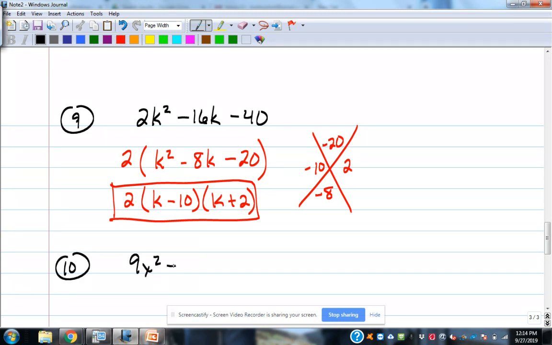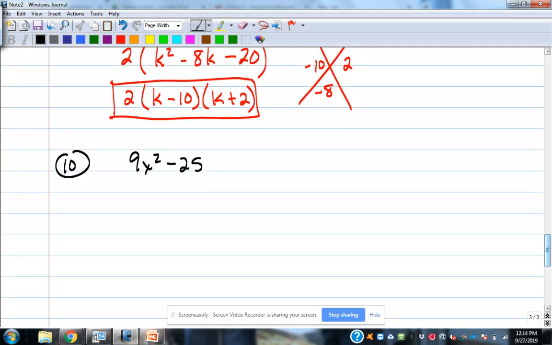9x squared minus 25. Uh-oh. That doesn't look like the ones we've been doing. Why is it a difference of squares? It's two terms and has what in the middle? A subtraction symbol, a minus sign in the middle. So that's how we know to even try difference of squares. Okay? We still look for a GCF. Do 9 and 25 have anything in common?